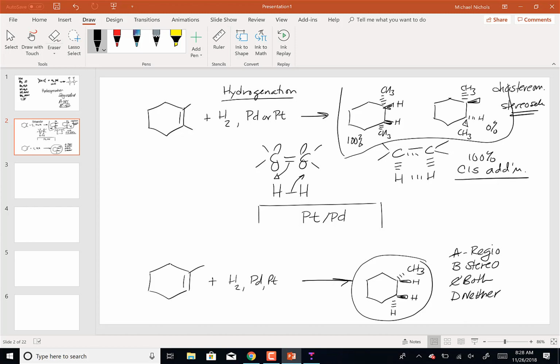How many people agree that it has one chiral center? Okay, give me another number. 0. How many people think that it has 0 chiral centers? You're all by yourself. It's okay. It has 0 chiral centers.